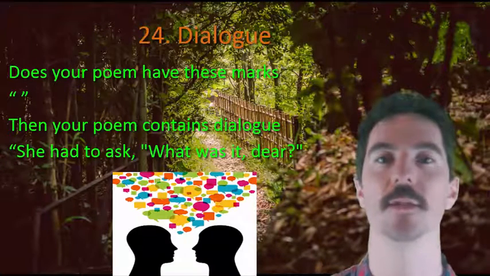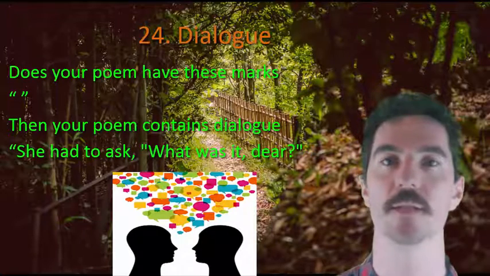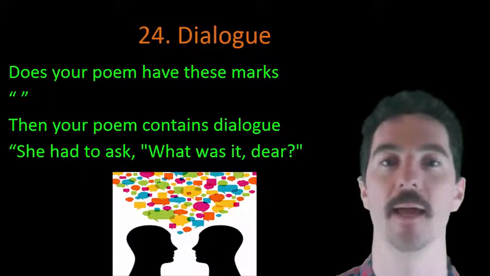Technique 24 is simply dialogue. Does your poem contain anyone talking? Does it contain quotation marks? How is this used and why?